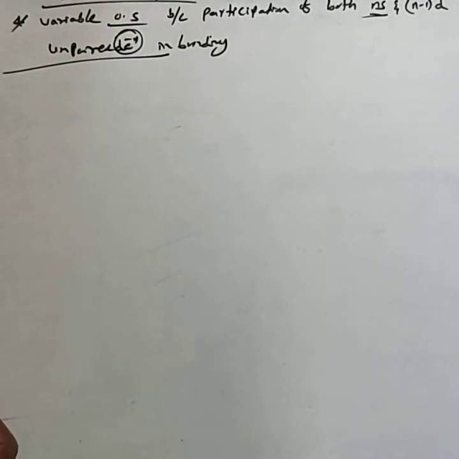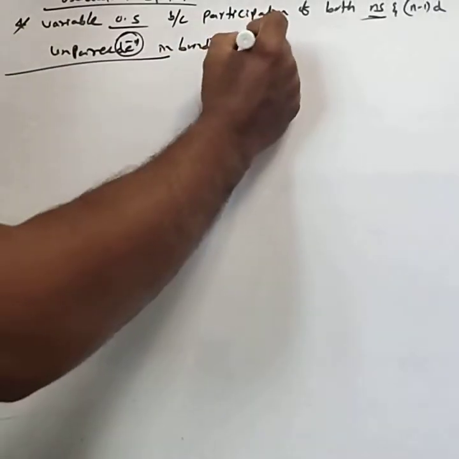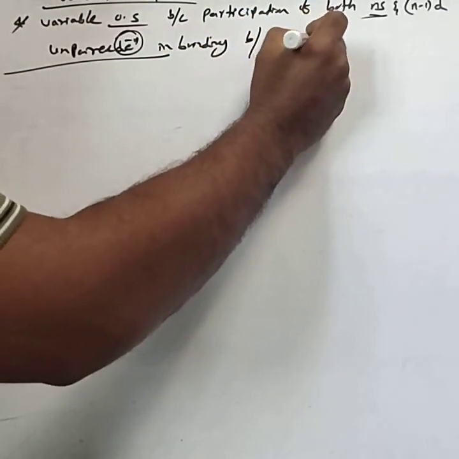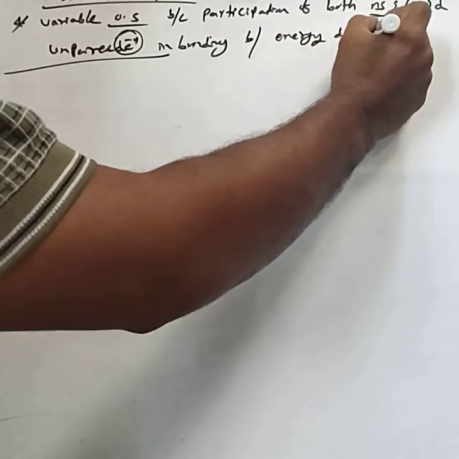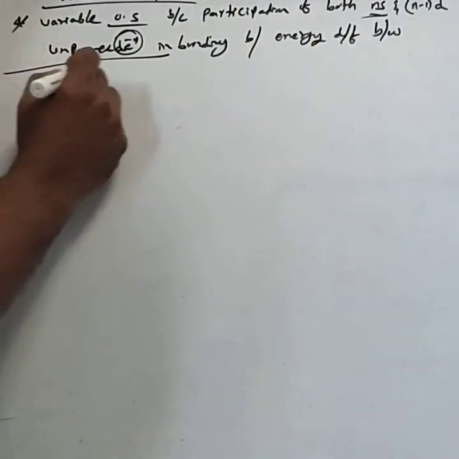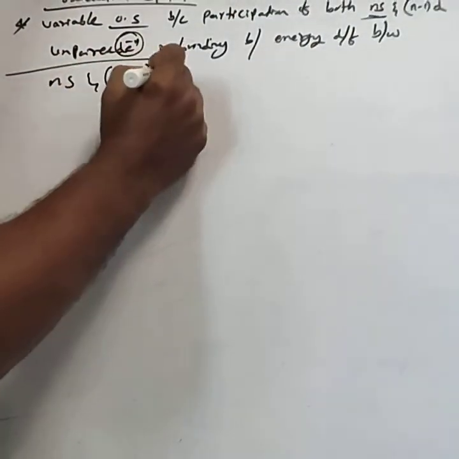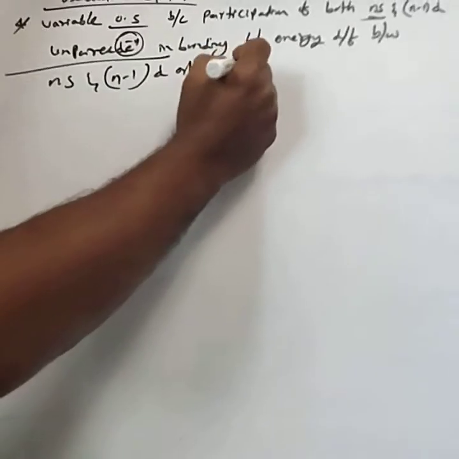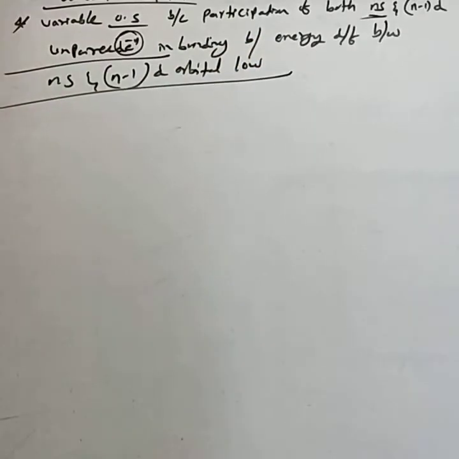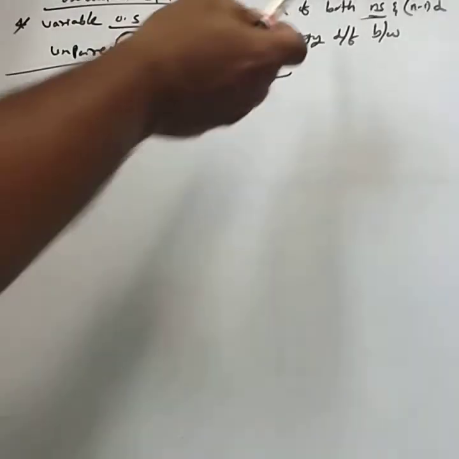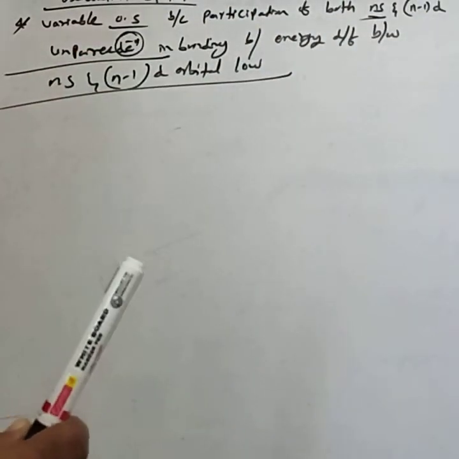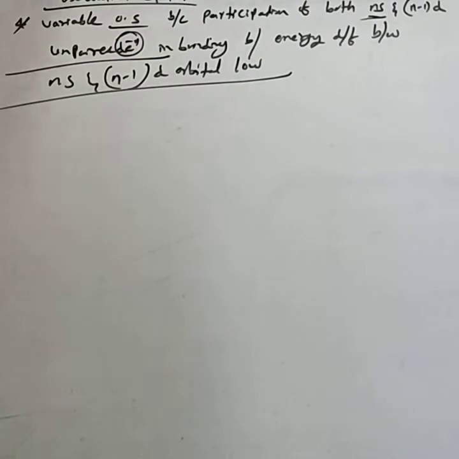Why are unpaired electrons involved in bonding? Because the energy difference between ns and (n-1)d orbitals is low. The energy difference between ns and (n-1)d orbitals is very small. Hence, in addition to the ns orbital, (n-1)d unpaired d electrons are involved in bonding. Hence, transition elements show variable oxidation states.